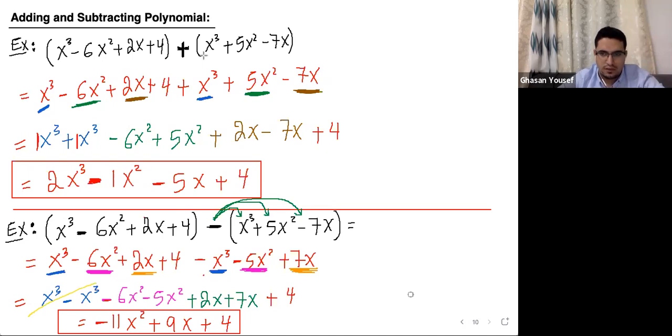So this is the addition and subtraction. Now we're going to the multiplication of algebraic expressions. For multiplying algebraic expressions, we have to use the idea of the distributive property. The distributive property, we used it in the first class in this semester.